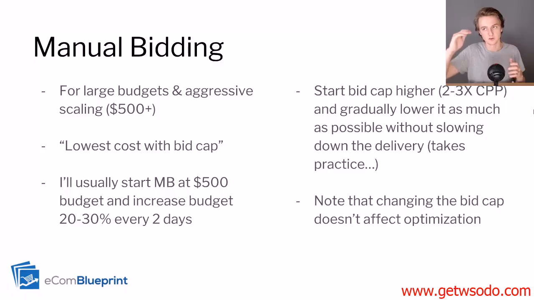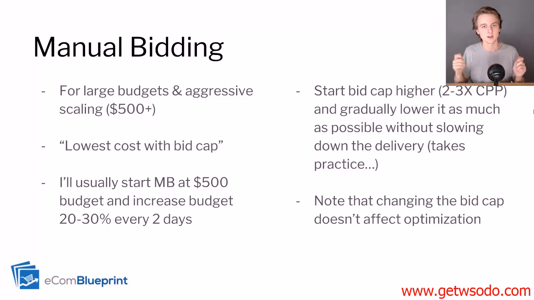As you start lowering the bid cap, Facebook will spend your budget slower. And so you want to keep lowering it as much as possible without Facebook completely stopping the delivery and almost not spending on your ad set anymore. This takes practice, but basically you want to find the sweet spot where you have the lowest bid cap possible with Facebook still spending all of your budget. So that's what manual bidding is all about.